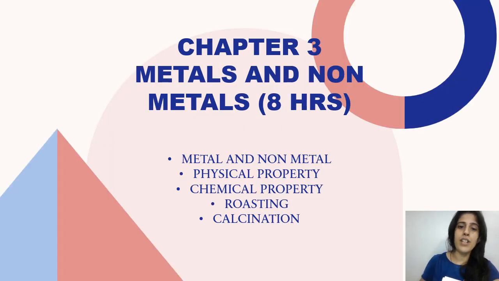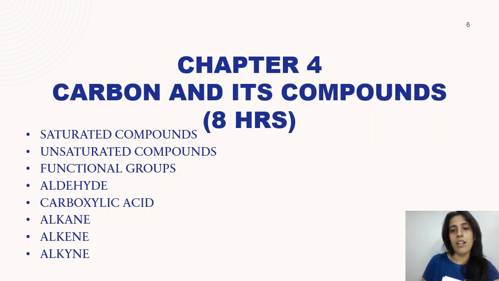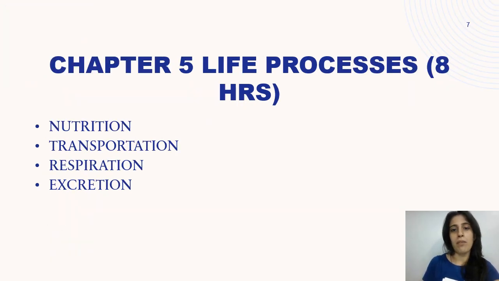In chapter 3, we will take 8 hours also, that is metals and non-metals, physical property, chemical property, roasting and calcination. In chapter 4, carbon and its compounds, that we will take in 8 hours. Saturated compounds, unsaturated compounds, these are the topics, functional groups, aldehyde, carboxylic acid, alkanes and alkynes also. In chapter 5, we will take life processes in 8 hours: nutrition, transportation, respiration, excretion.